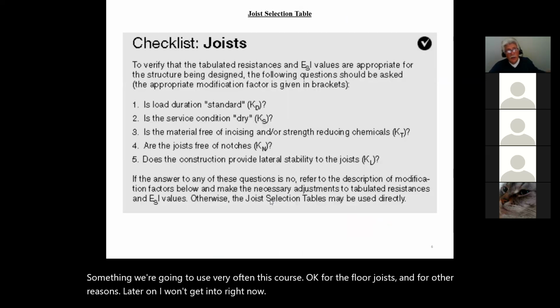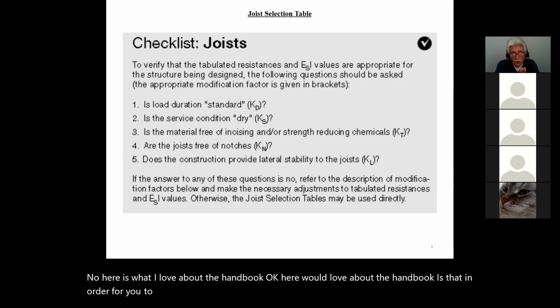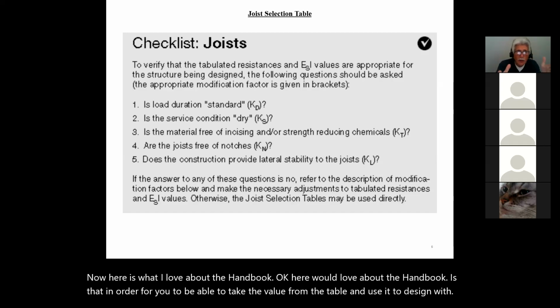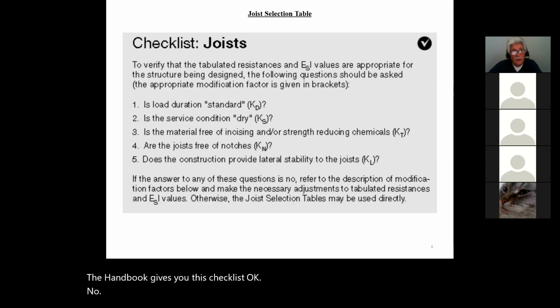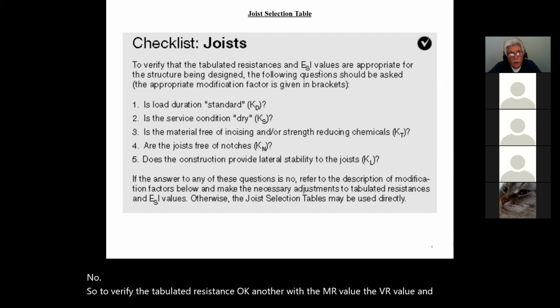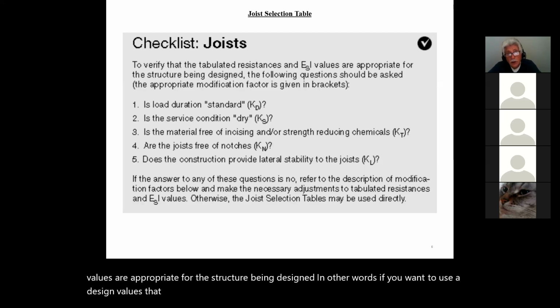Now, here is what I love about the handbook. In order for you to be able to take the value from the table and use it to design with, the handbook gives you this checklist. To verify that the tabulated resistance, in other words the MR value, the VR value, and the EI values, are appropriate for the structure being designed, in other words, if you want to use the design values in that table, the following questions should be asked. The appropriate modification is given in brackets.